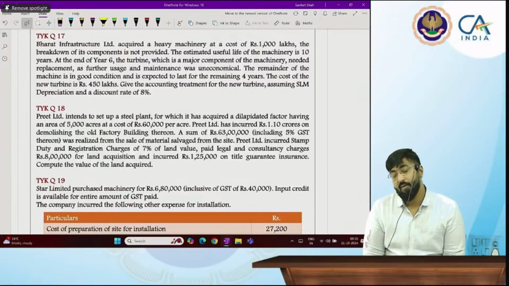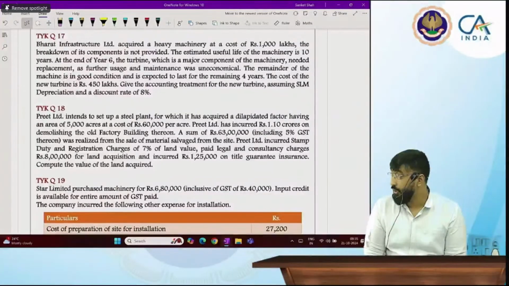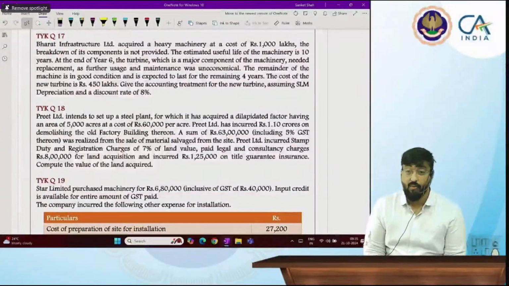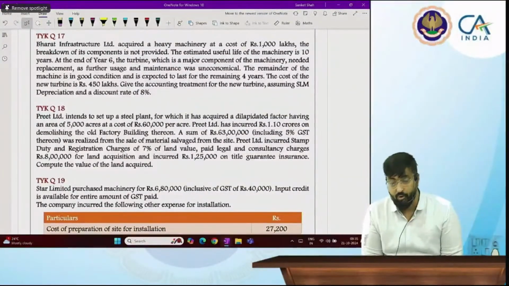Tomorrow, day after tomorrow, I'm going to start with a very, very important accounting standard. Don't miss it. I'm going to start with 28. It will take 2 days to complete it. It is a very big standard, and we are going to do it in detail from Wednesday.